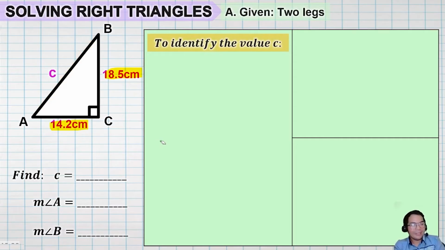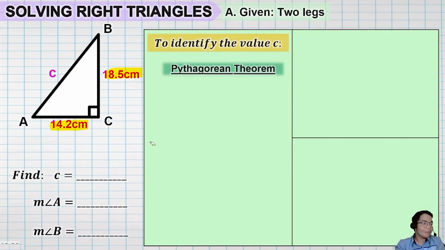So for us to identify the value of C or the missing side, which is the hypotenuse, we can use the Pythagorean theorem. Ayan, the sum of the squares of each leg is equal to the square of the hypotenuse. Specifically, A squared plus B squared is equal to C squared, na kung saan yung both A and B natin ay legs at yung C natin ay yung hypotenuse. Pero tandaan nyo, dapat si A at si B ay parehas na legs.